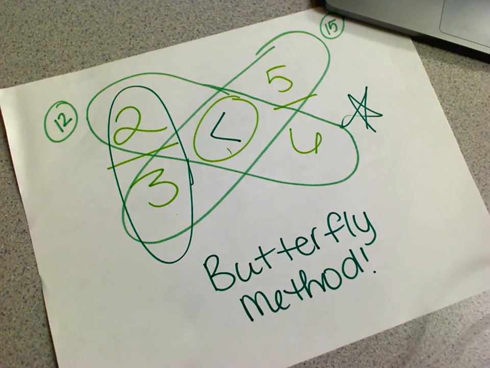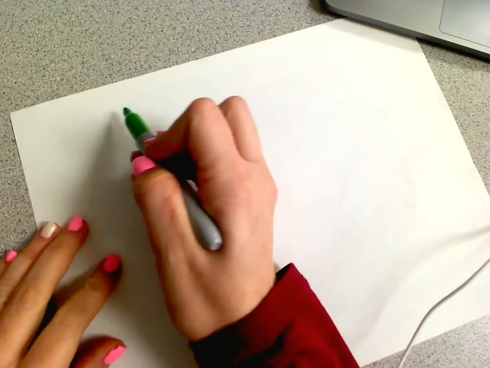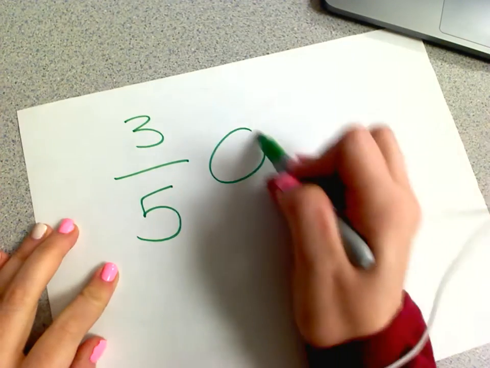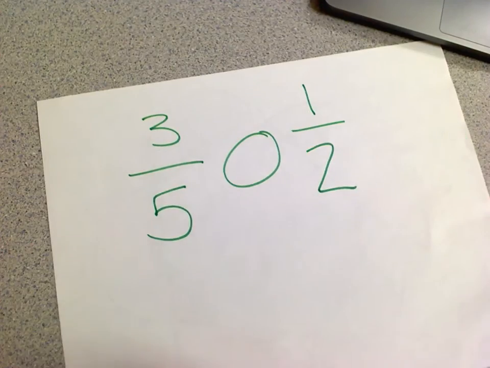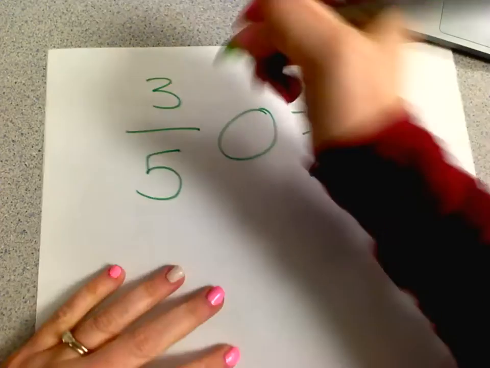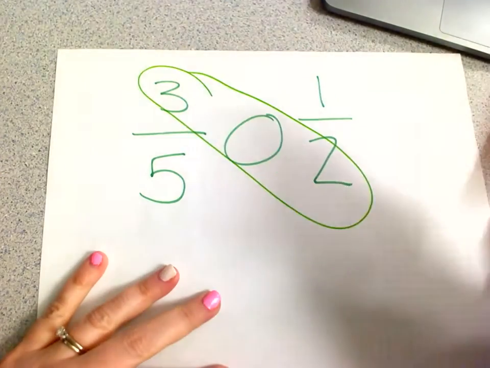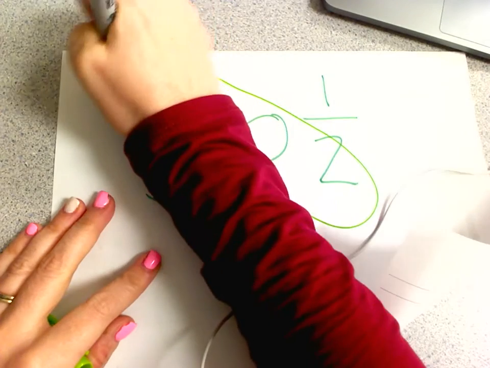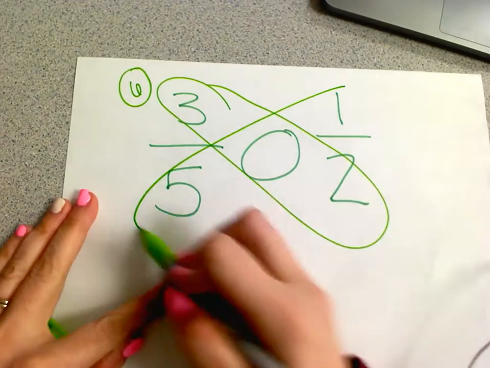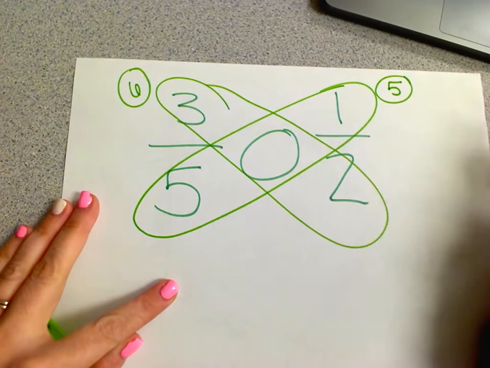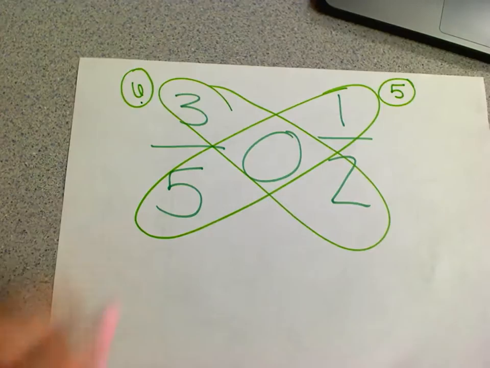Okay, let's try the butterfly method with example 2 on page 584. Let's compare 3/5 and 1/2. So this is where I'm getting it, but I'm doing it my own way. 3/5, comparison symbol, 1/2. All right, let's multiply diagonally. 3 times 2 is 6. Put that up here. 5 times 1 is 5. Put that up here. And now you're comparing 6 and 5.